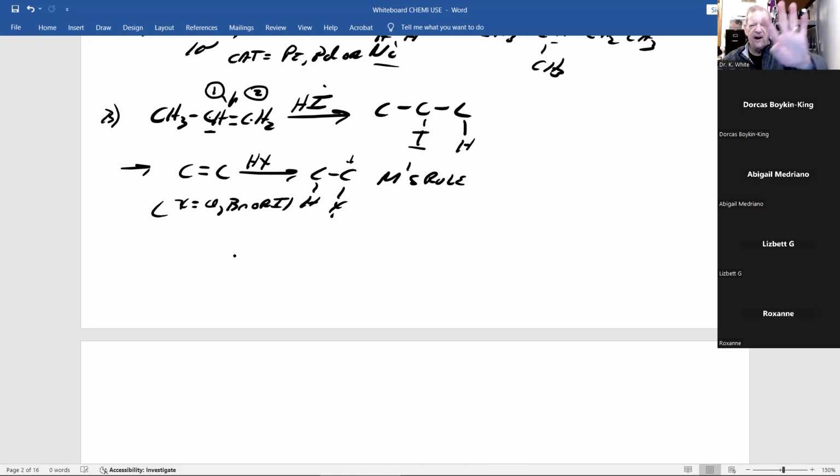Now I know there are 4 bonds to carbon. And that's how you do it. Remember Markovnikov's rule. The carbon of the double bond that has the most hydrogens, in this case 2, gets the hydrogen. The other carbon gets, in this case, the halogen X.